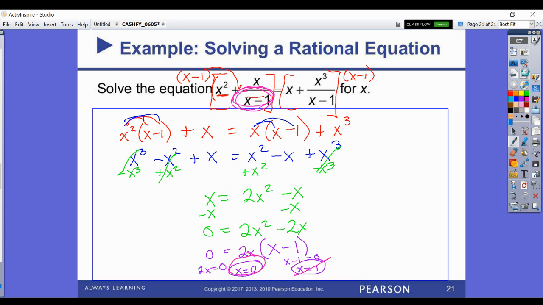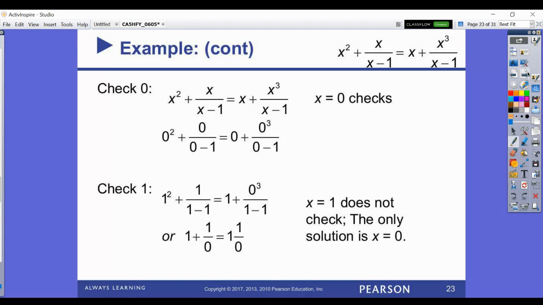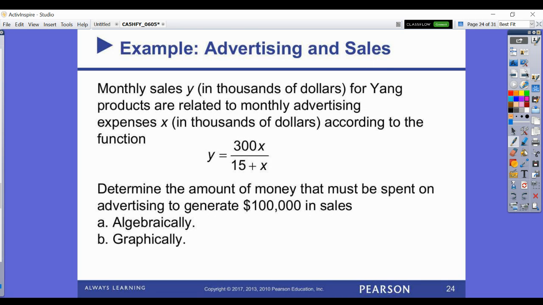All right, the next few slides are just the publisher going through solving this. So if you want to look at their work, you can do that as well. That's their solution, and then this is them showing their work and checking their answers. Let's go on to another problem.